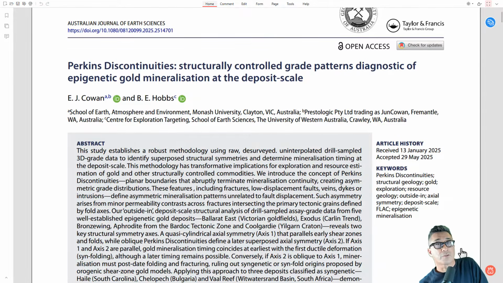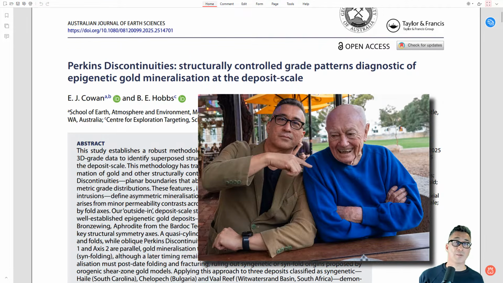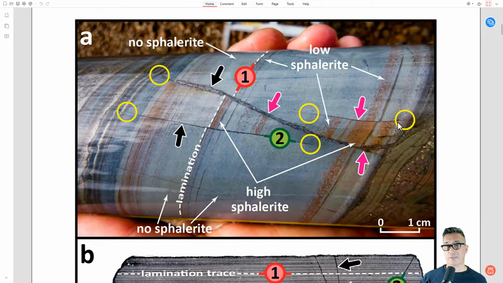I want to talk to you about Perkins Discontinuities today. I just released a paper with Bruce Hobbs recently about Perkins Discontinuities. They look a bit like this.